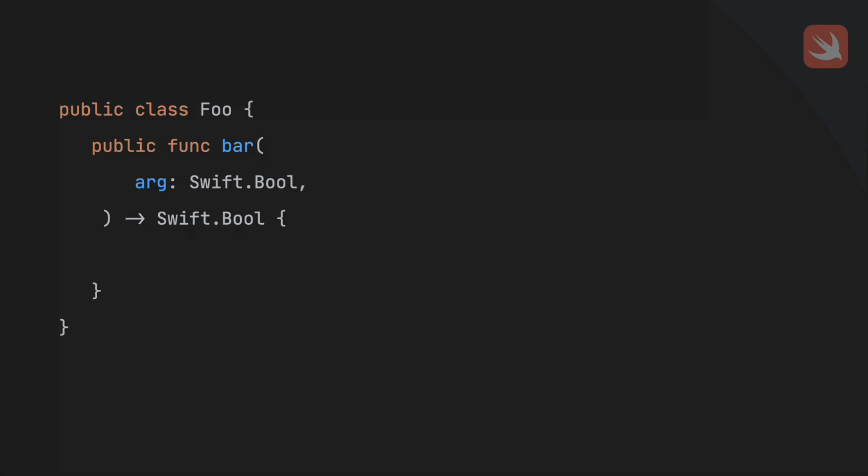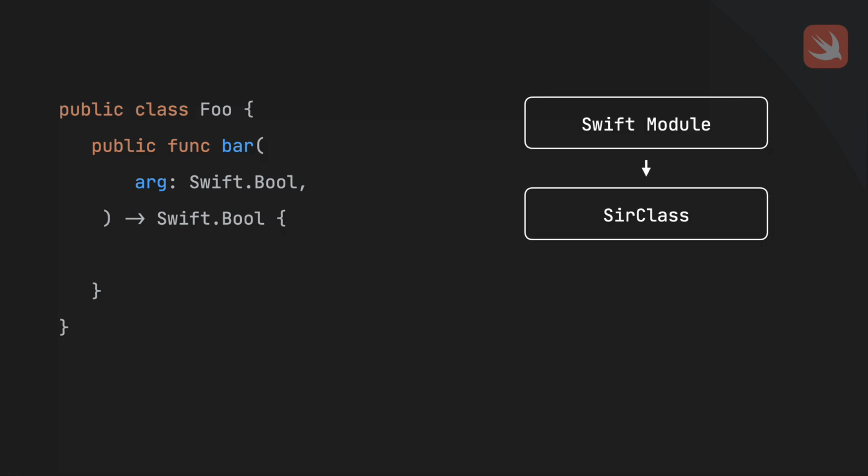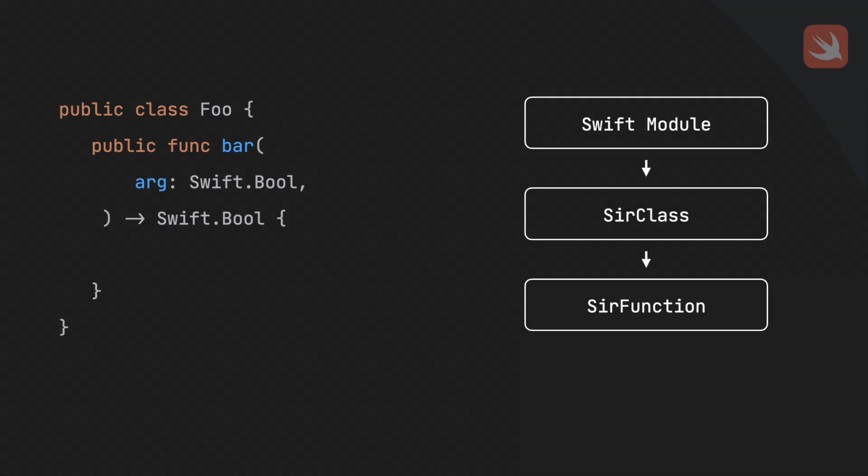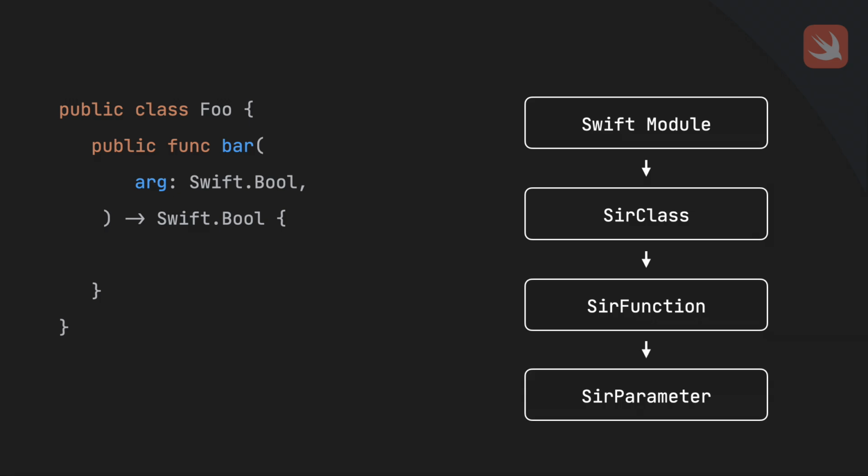And what does the SIR tree look like when we have done this for this simple example? At the root node, we have our Swift module, which has a child node, which is our SIR class, which has a function, and the function itself has one parameter in this case, but it could have n number of parameters. So even though this is a flat hierarchy, it could be nested, and this is what our SIR tree looks like.